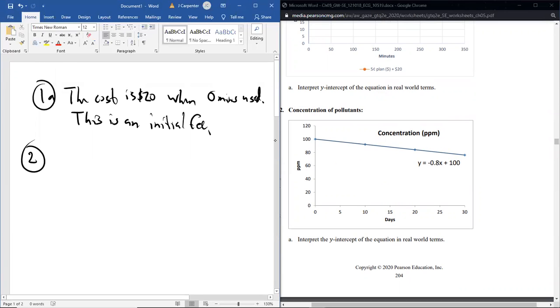For the concentration of pollutants, so we said there was an initial spill, and then over time, over some days, that spill gets weaker and weaker and weaker because it's diffusing, dispersing, whatever D word you want to use. And that rate of diffusion or dispersion was 0.8 parts per million per day. And that was the loss because it's a negative. But we're not asked to interpret the slope here. We're asked to interpret the initial value, which is the Y-intercept, which is 100. So that says that the pollution is 100 parts per million on day 0. In other words, this is the initial spill.